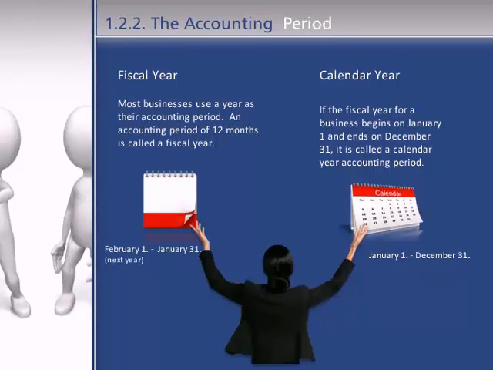If the fiscal year for a business begins on January 1st and ends on December 31st, it is called a calendar year accounting period. Many businesses start their accounting periods in months other than January. For example, department stores often have fiscal years that begin on February 1st and end on January 31st of the following year. School districts usually have fiscal years that begin on July 1st and end on June 30th.